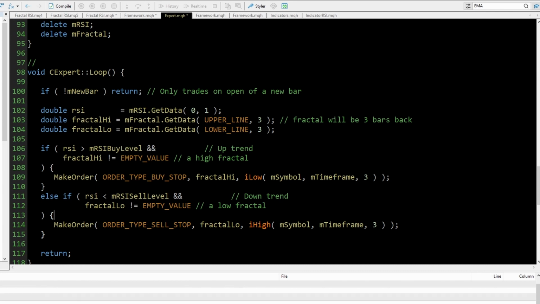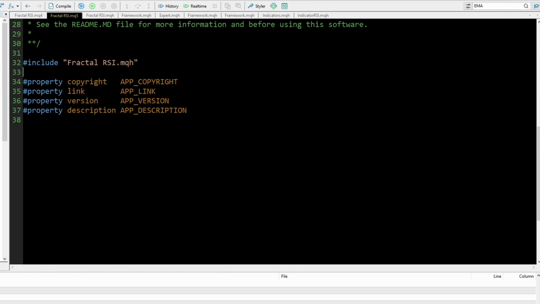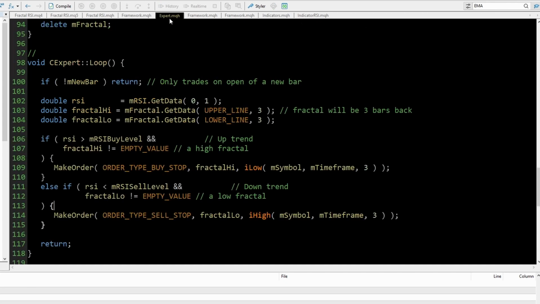Let me go back here to the MQ5 file and compile, so I make sure there are no errors, and that all compiles, and that will run now using RSI instead of the two moving averages to set the trend. Still using the fractals to set the buy stop and the sell stop on those.